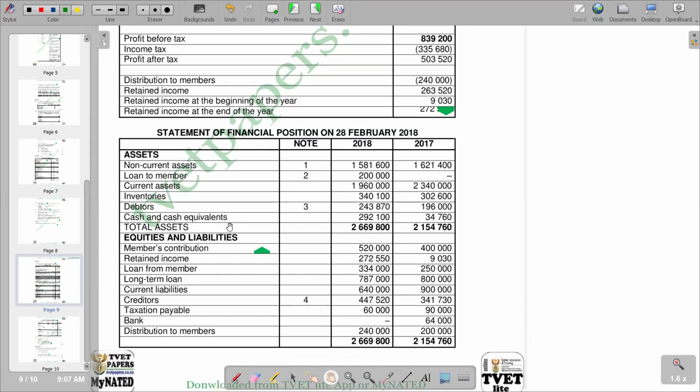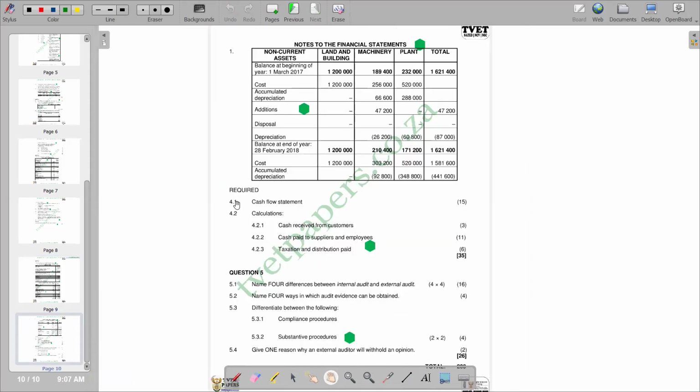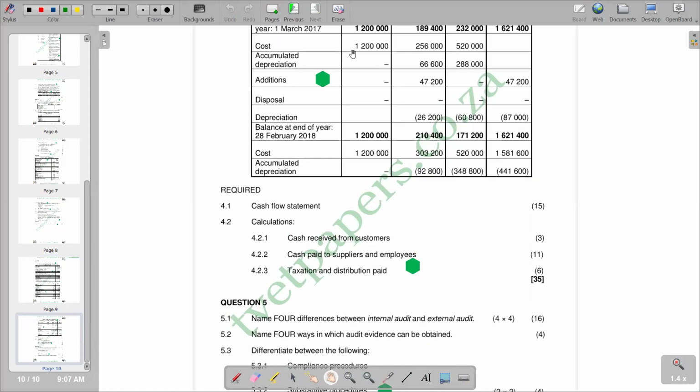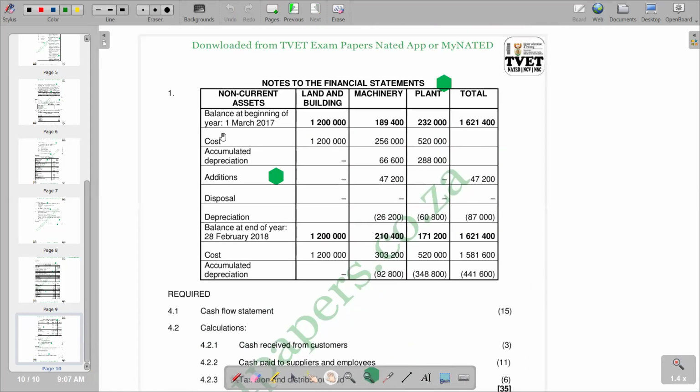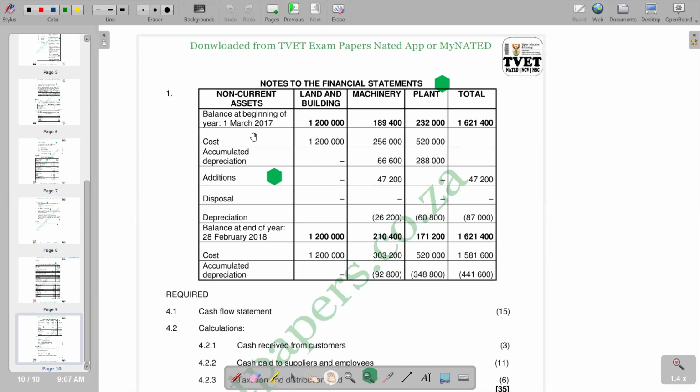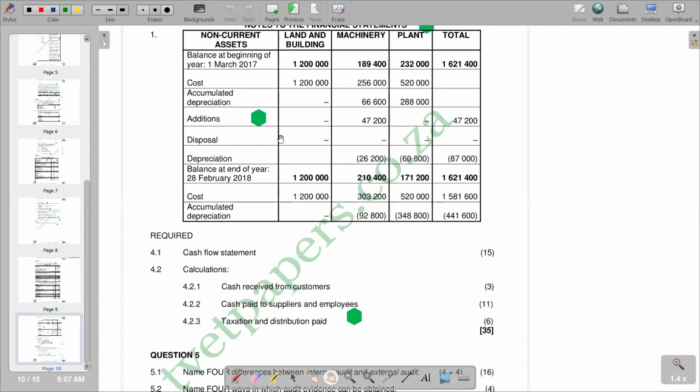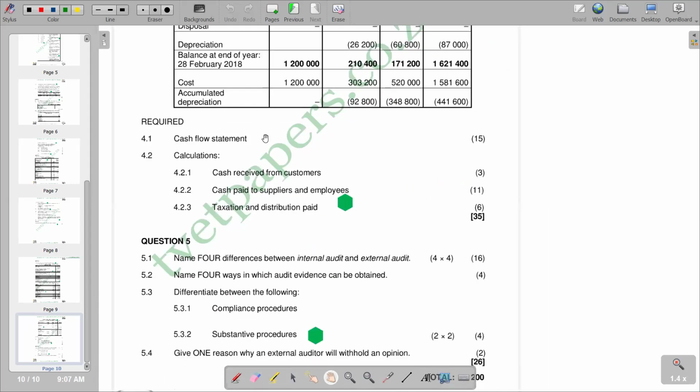Going on to the next page, you'd see that you are also given a note to the statement of financial position, which is the fixed asset note, with land and buildings, machinery, plant, and total. But according to this video in particular, we are going to look at part 4.2.3, which is calculations of taxation and distribution paid, for 6 marks.